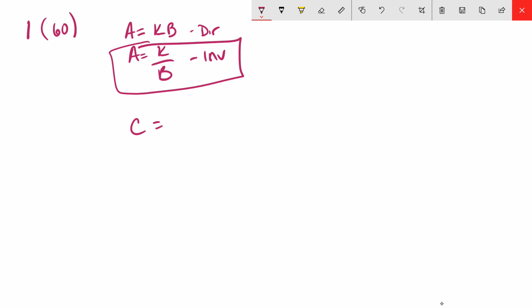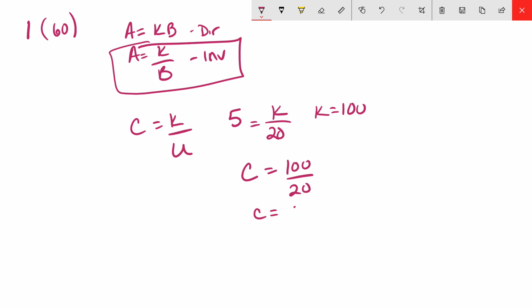I can say that cobalt equals K over u, because the amount of cobalt varies inversely as the amount of uranium. As I read on, there were 5 grams of cobalt when the mass of uranium was 20 grams. Okay, I'm going to solve for my K. As I solve that, I see that K equals 100. All right, go on to read. How much cobalt was there when only 2 grams of uranium was present? So then I'm solving for C equals 100 divided by 2. C equals 50 grams. Alrighty?